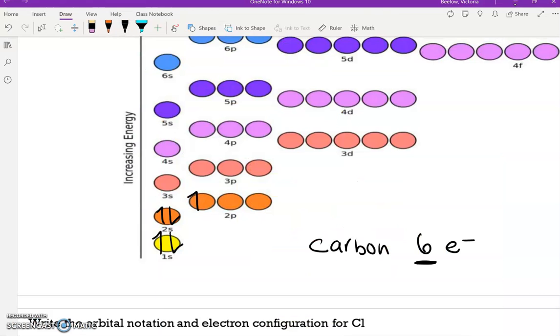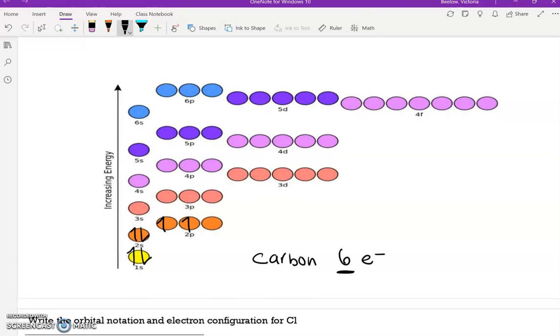Each electron needs to fill in an empty orbital first before they can start pairing up. Again, electrons don't want to be close to each other because they're like charges. So you always want to fill in empty ones first before you start pairing up. However, we only need for carbon 2 to be filled in. So now we have 6 electrons total. This would be the orbital notation for carbon.